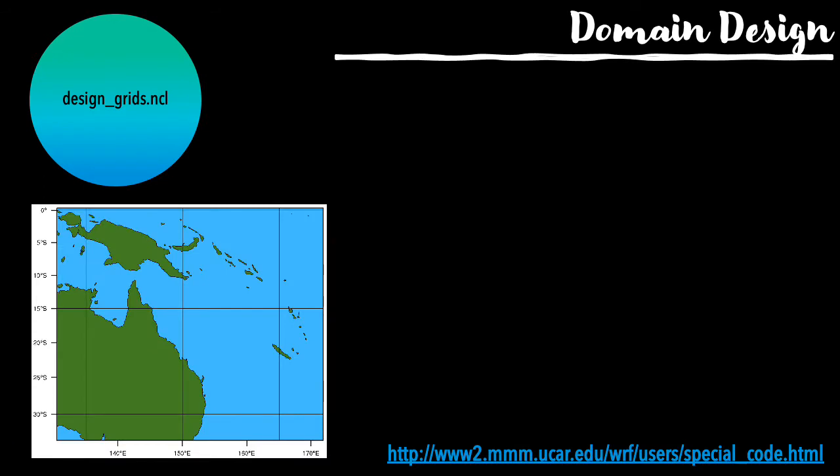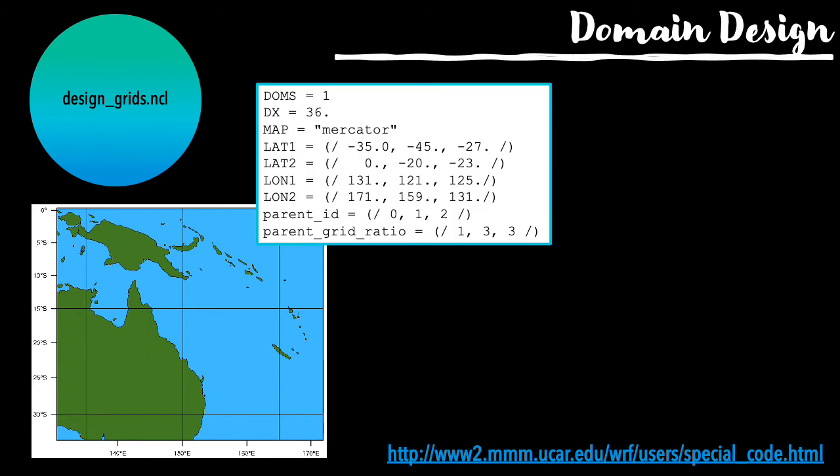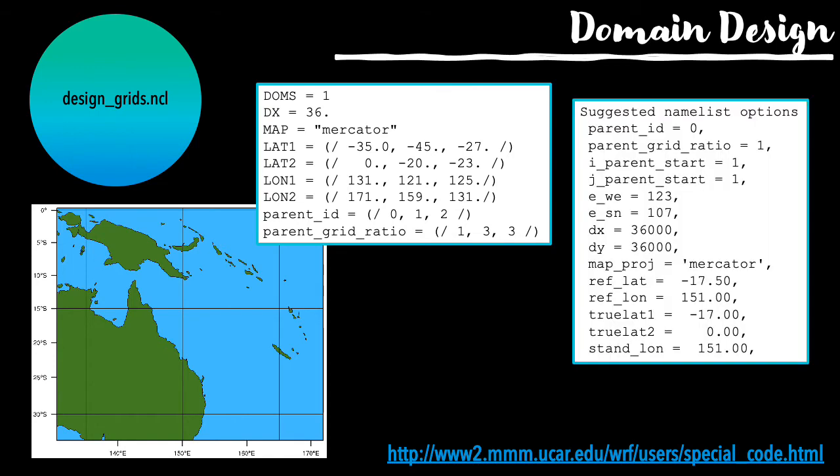If you're having a little bit of trouble designing your domain, we have this NCL script called Design Grids available that may be helpful. If you know some basic information about where you want the domain, such as the resolution, map projection, latitude, longitude, you can give the program these values and then run the program. And it will provide suggested namelist options. You can start there and then play around with it to get it just right. You can obtain that script by following this link at the bottom.